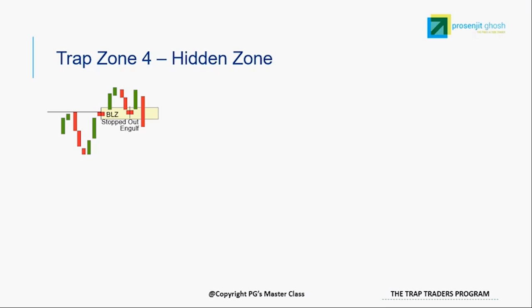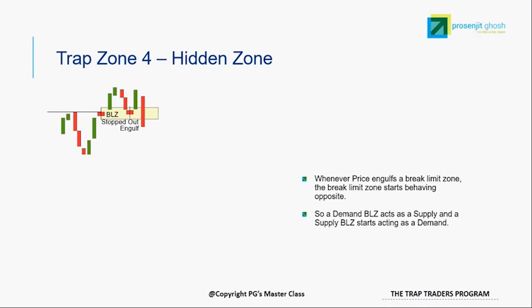Okay, so once the break limit zone gets stopped out and price engulfs the break limit zone, we need the engulf of the break limit zone. This is so very important. You need an engulf and not a fake out. Once the price closes below the distal line of the break limit zone, and you know that's an engulf, then what happens? This break limit zone now acts opposite and it turns into a hidden zone. It starts behaving opposite.